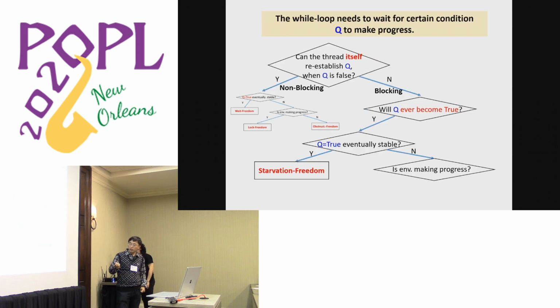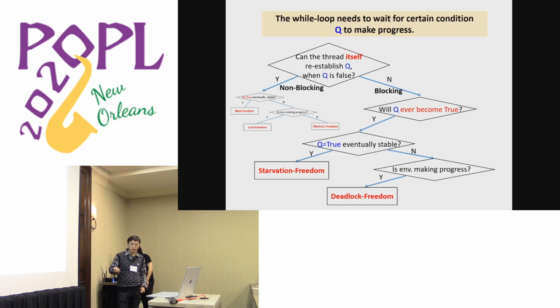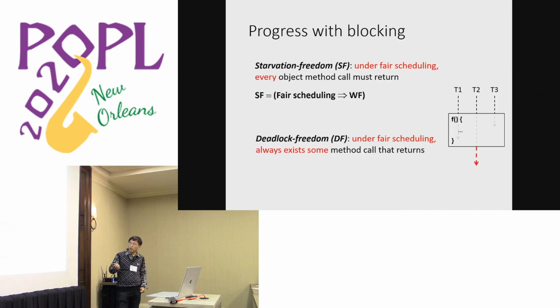Okay, and if this is false, then here we have to consider whether the environment is making progress. It's like this example here. It may always fail, but the environment is making progress. Then in this case, we call it deadlock free. And the definition of deadlock freedom is that under fair scheduling, there always exists some method call that returns. And if we look at this part, this is just lock freedom. So deadlock free is just lock free with the assumption of fair scheduling here.